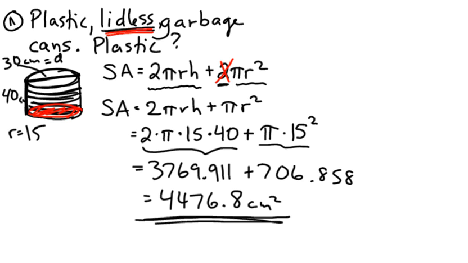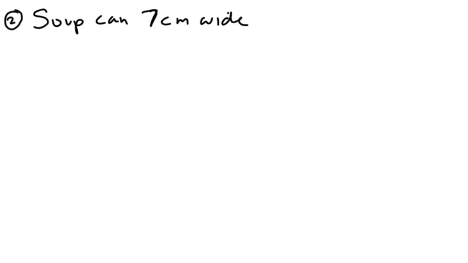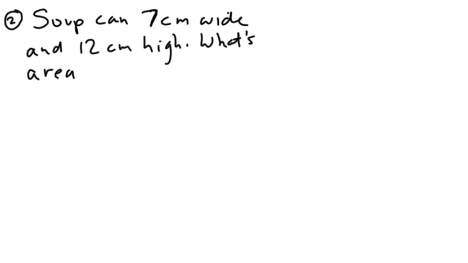So, two more quick ones here. The second one that's special. This is always a popular question. If you have a soup can, 7 centimeters wide and 12 centimeters high, what's the area of the label? So they're going to put a label on soup cans. Most soup cans have a label. What's the area? How much material do they need for that?